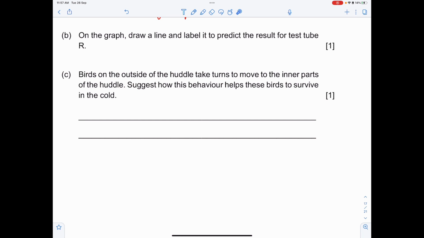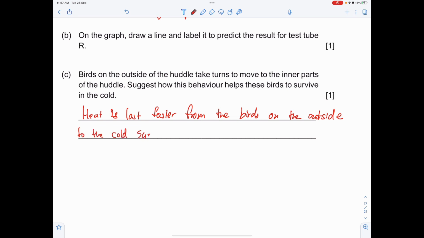You can say that heat is lost faster from the birds on the outside to the cold surrounding. So remember, it's always from where to where.